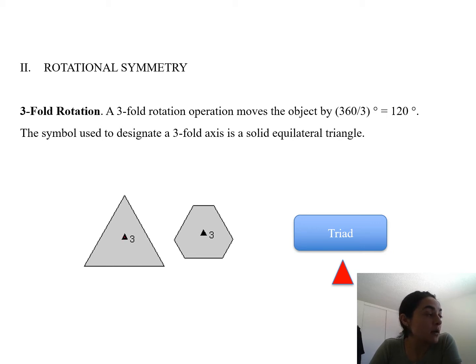And we also have threefold rotation, and a threefold rotation would be something like an equilateral triangle, which if we rotated about its center of rotation, in order to get the exact same image, we would have to rotate it about 120 degrees. And the same goes with this hexagonal shape, which I don't know the name of, but that has three sides that are the same and the other three that are a little longer, and in order to get the exact same image, the smallest rotation that we can do would be 120 degrees. This is usually identified by this triangle and known as a triad.